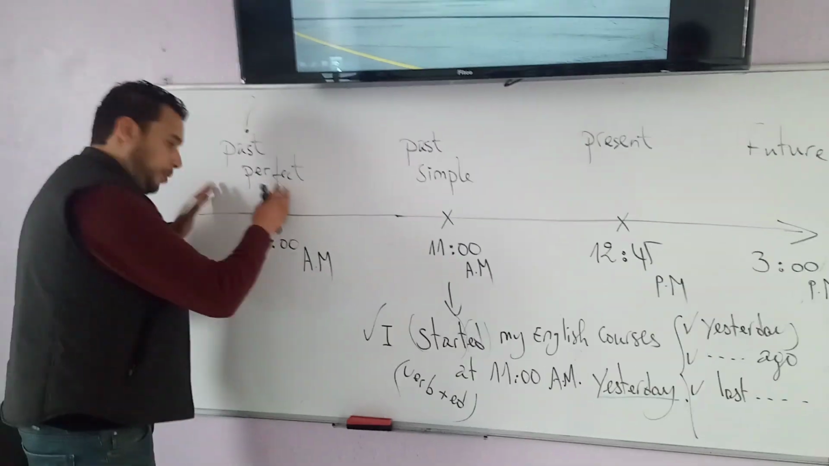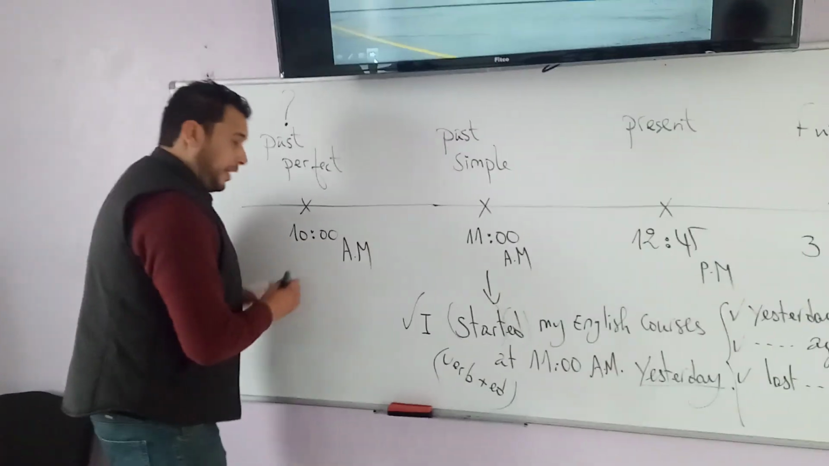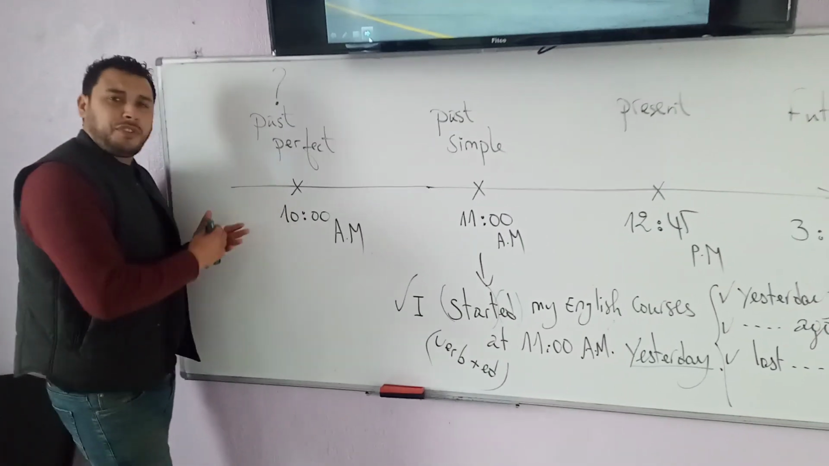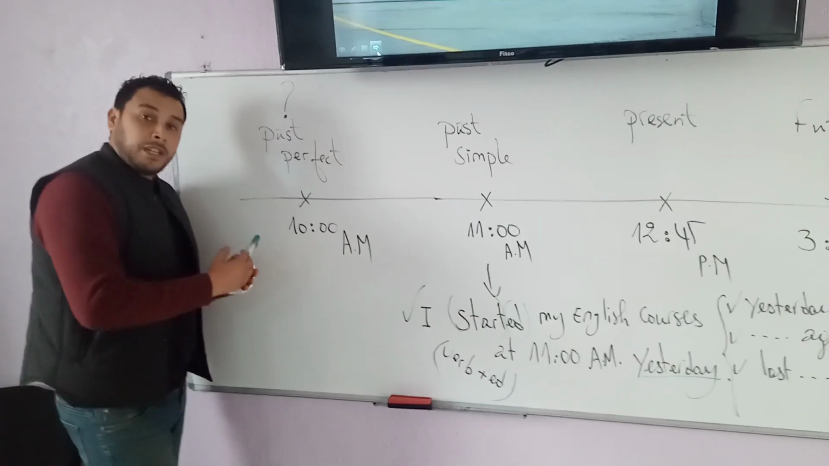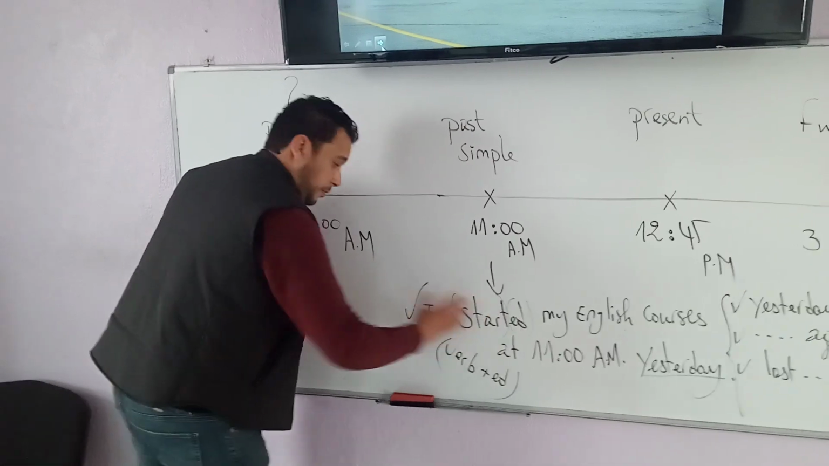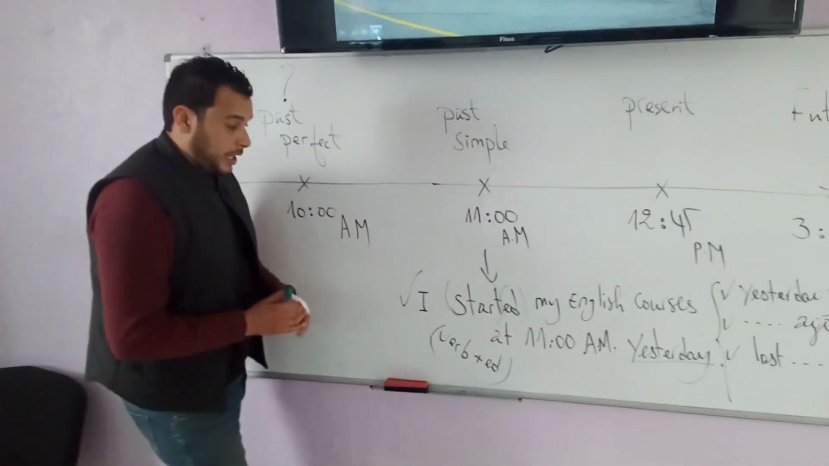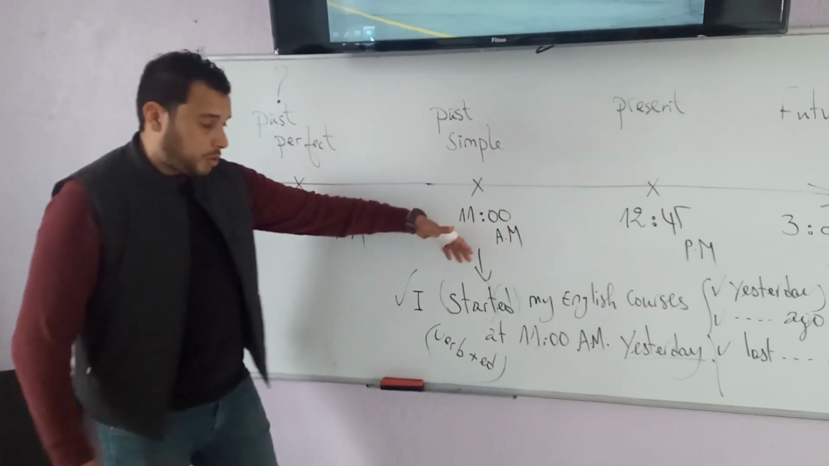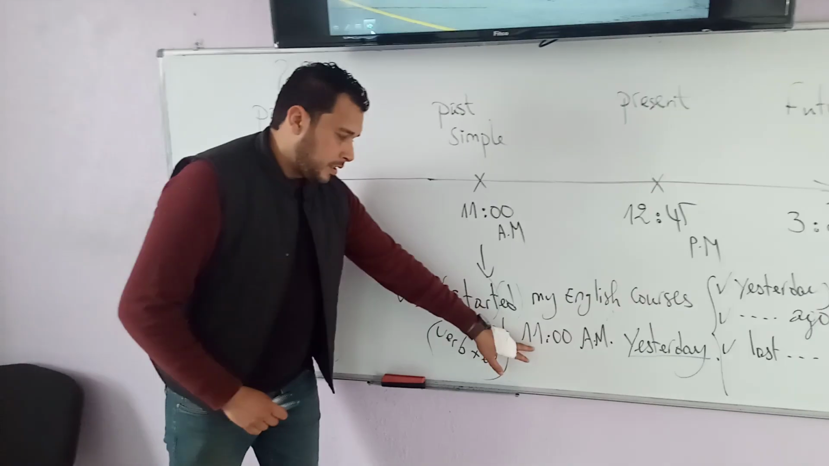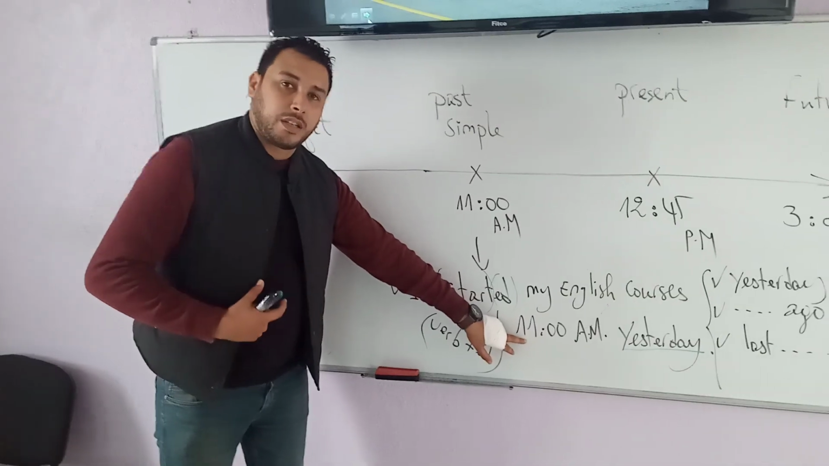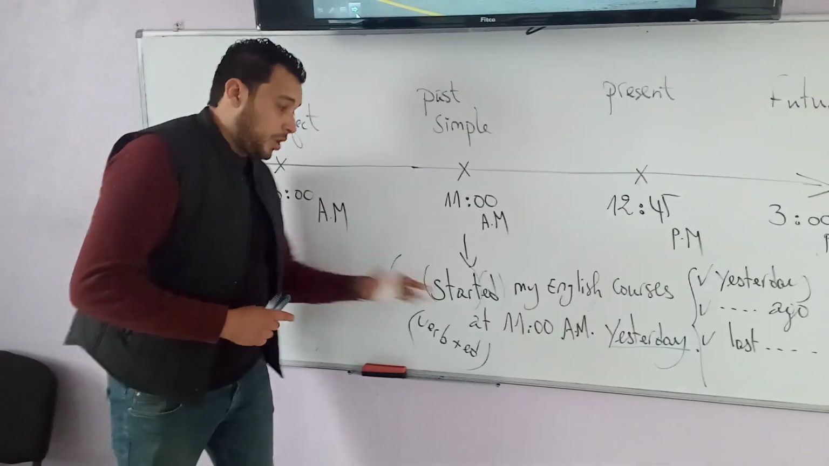What about past perfect? Okay. If I have past perfect, in fact, is an action that I have, like I have already said, that started before another action in the past. Let's keep this example under consideration. I started my English courses at 11 a.m. yesterday. But what about at 9 o'clock or 10 o'clock, which means a time before this time?